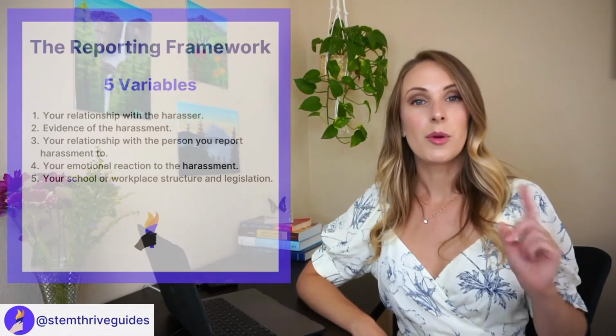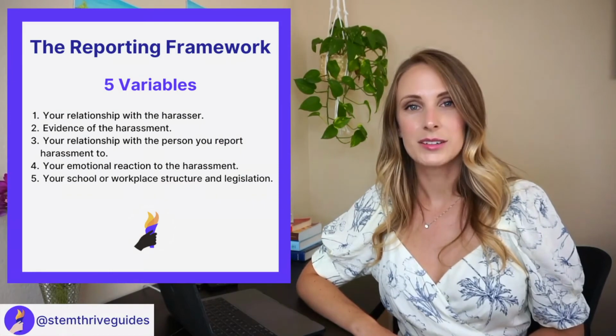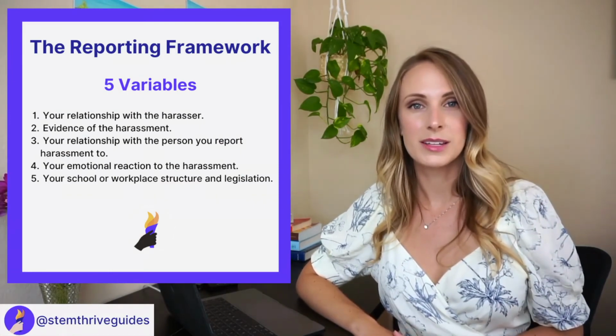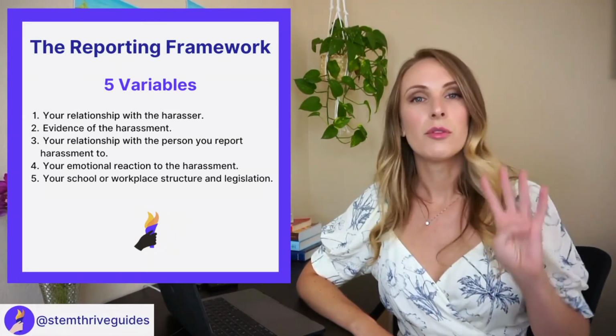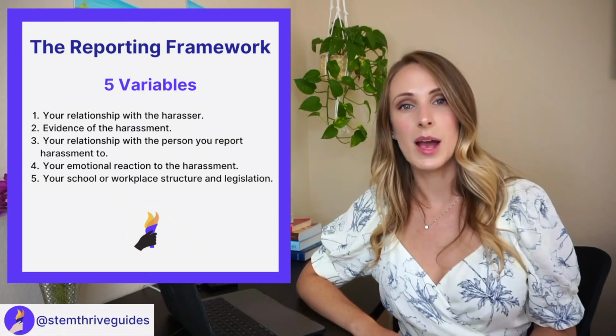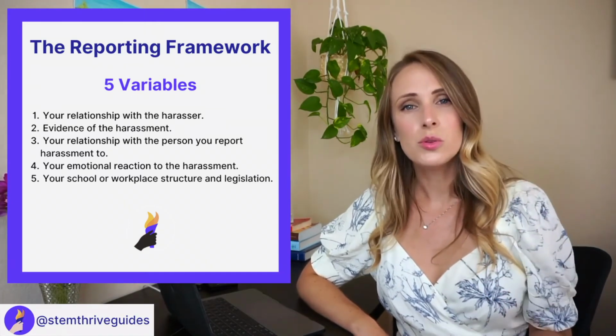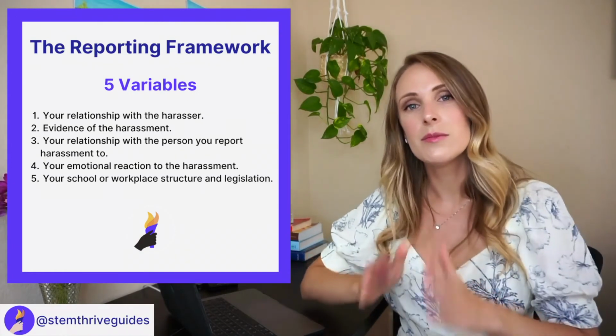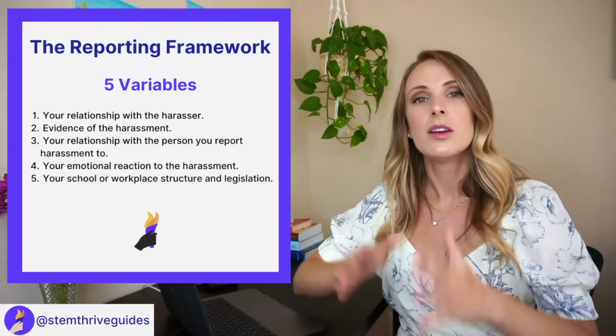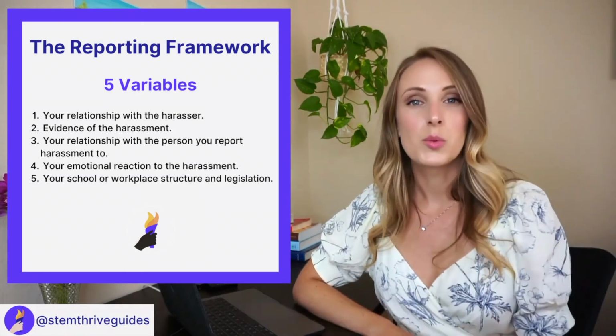These 5 variables shape my decisions and how I approach each different situation. These 5 variables I've called the reporting framework. And this reporting framework establishes how I proceed so that I can feel safe and comfortable once again in my workplace and reach justice. The 5 variables are the following. Number 1, your relationship with the harasser. Number 2, evidence of the harassment. Number 3, your relationship with the person you report harassment to. Number 4, your emotional reaction to the harassment. And number 5, your school or workplace structure and legislation. Each of these 5 variables influence the actions I make to reach justice. Let me describe each one more in detail.